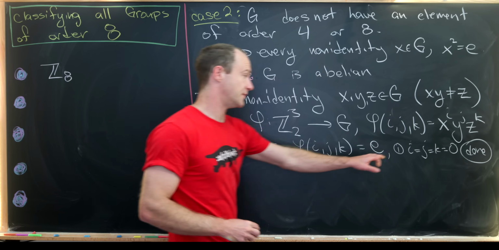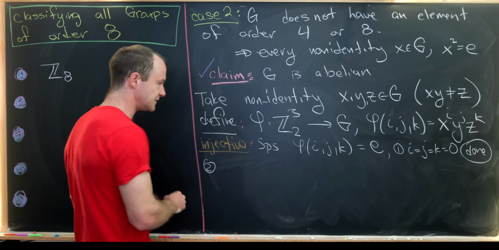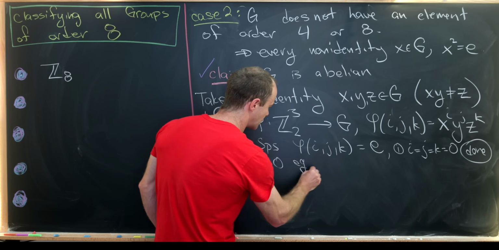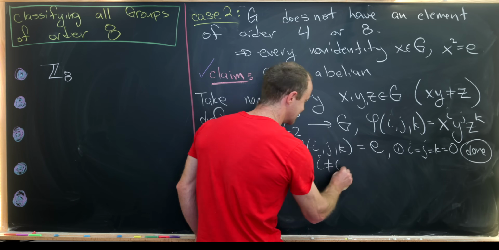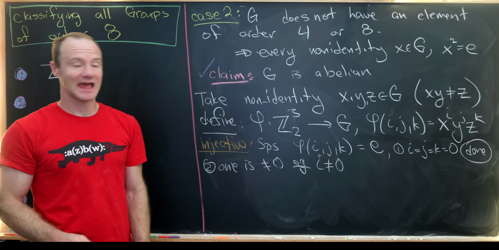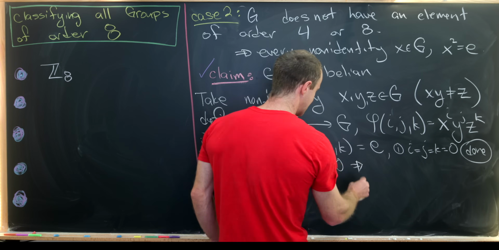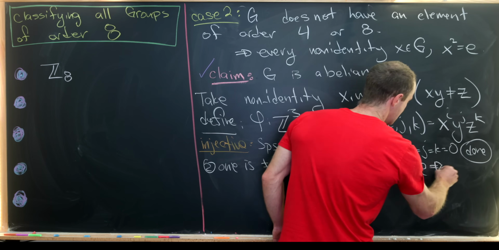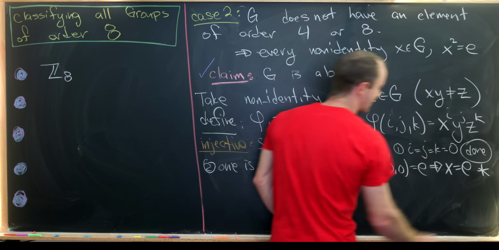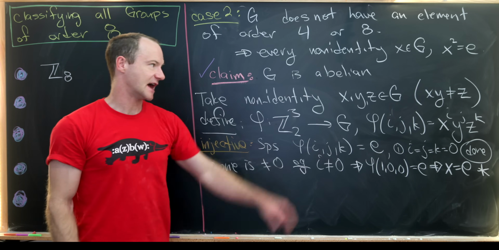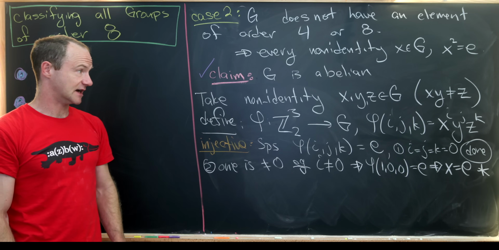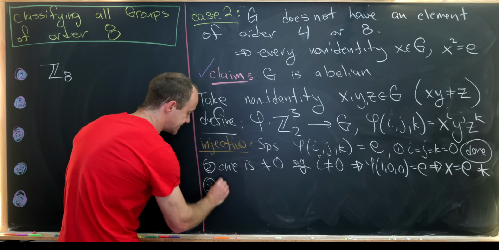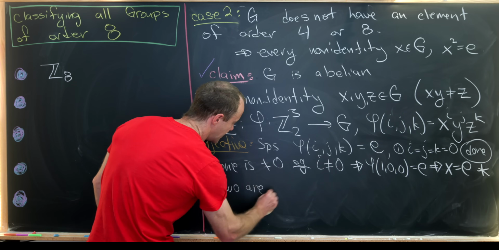So our first case would be one of these is non-zero. So let's write that. So 1 is not equal to 0. And then I'll just work this as an example. For example, i is not equal to 0, but j and k are equal to 0. But what does that tell us? We have phi of 1, 0, 0 equals the identity, but that means that x equals the identity, but that's a contradiction because we assumed that x, y, and z were non-identity elements.